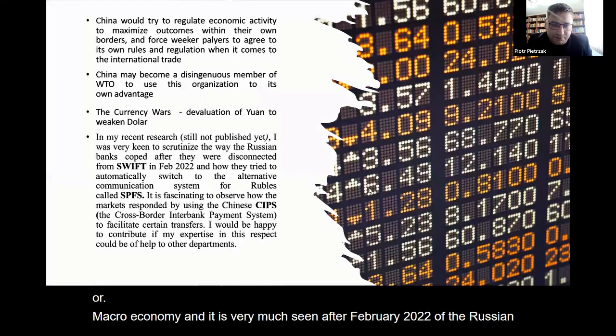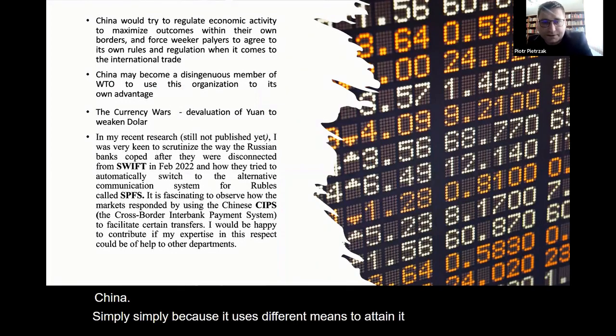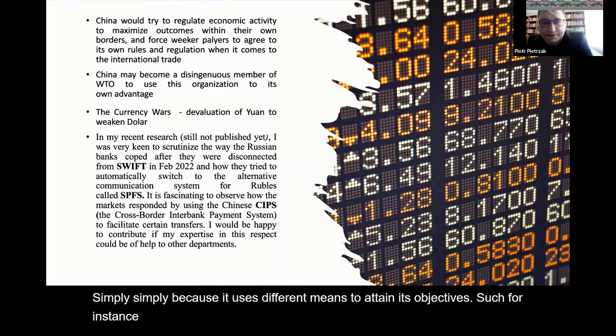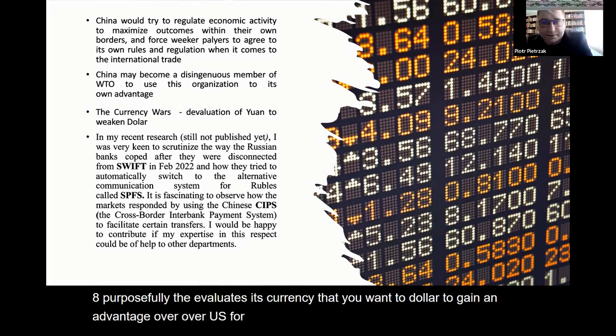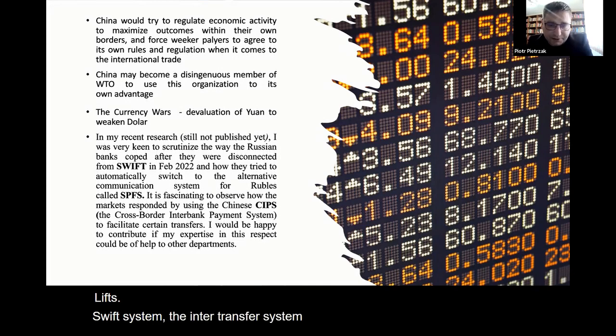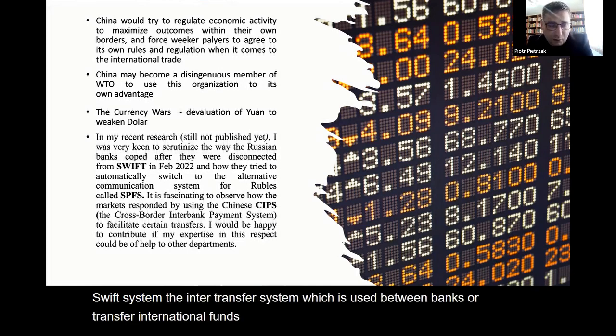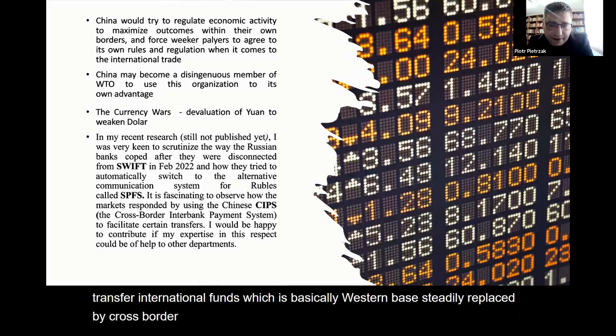China is more sophisticated simply because it uses different means to attain its objectives, such as, for instance, currency war. It purposefully devalues its currency, the yuan, against the dollar, to gain advantage over the US. For instance, the SWIFT system, the transfer system which is used between banks to transfer international funds, which is basically Western based, is steadily being replaced by a cross-border interbank payment system, which China tries to create, the CIPS.